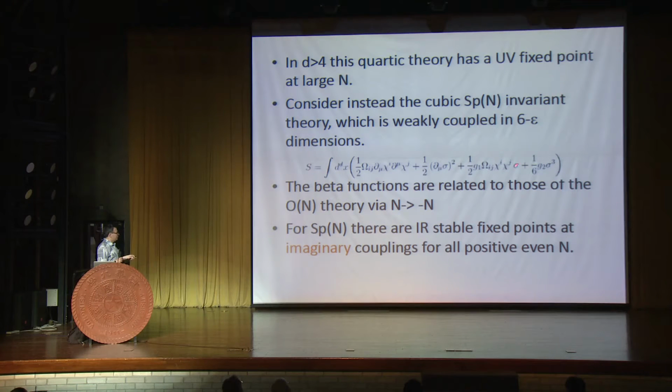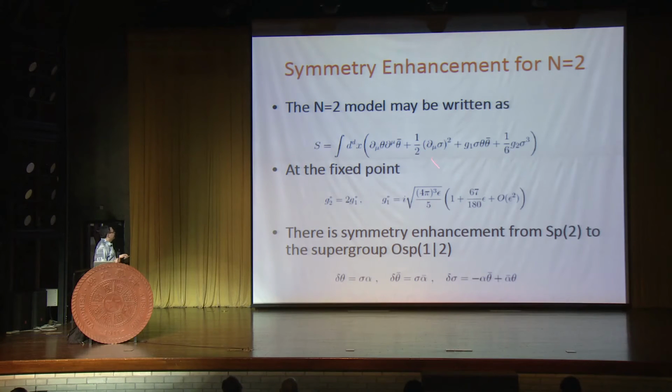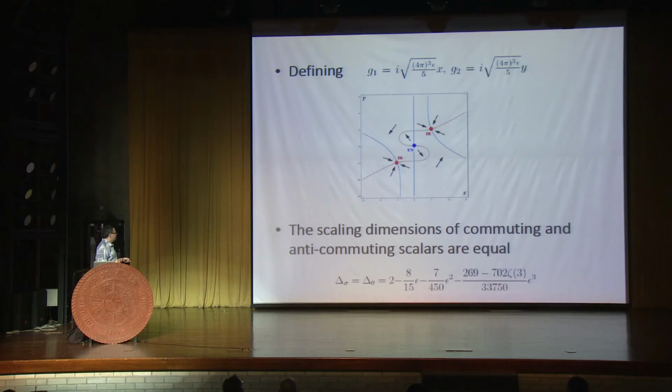It gives you non-unitary theories, but they're perfectly stable non-perturbatively because the path integral just oscillates. And then you have some special symmetry enhancement for n equal 2, which is reminiscent of what I said earlier in the talk. You have a model with theta and theta bar and sigma, and magically at the fixed point you have enhanced supergroup OSP(1|2) symmetry. One manifestation of it is that the epsilon expansion of sigma and theta dimensions, which are different for general n, for n equal 2 become exactly equal.